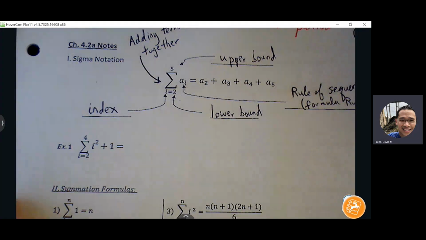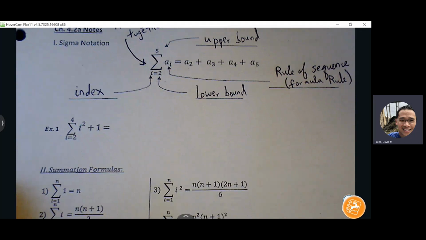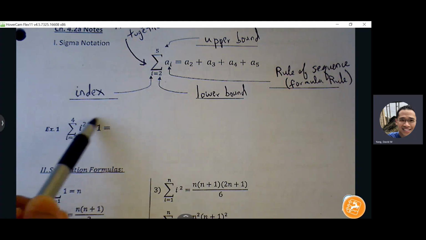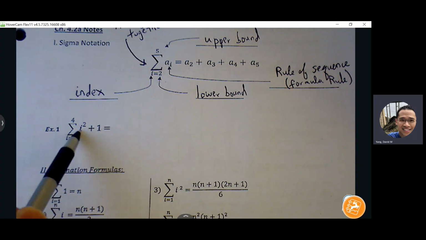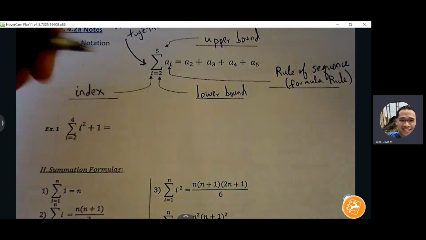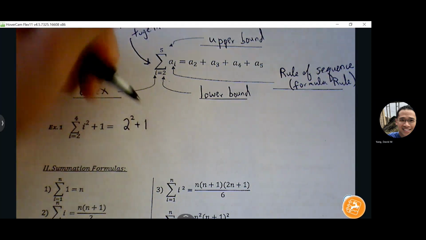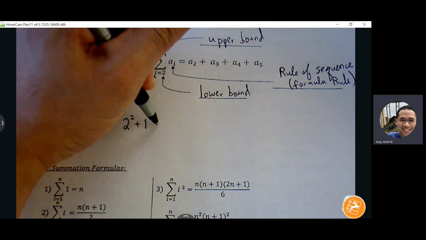All right, so let's practice that process. So we have the lower bound 2, we have the variable I, we have the upper bound 4, we have the rule of sequence, which is I squared plus 1. So we insert 2 in for I, and that's going to be the first term that we're going to get. Okay, so 2 in for I, we get 2 squared plus 1. Okay, we'll do all the addition later.